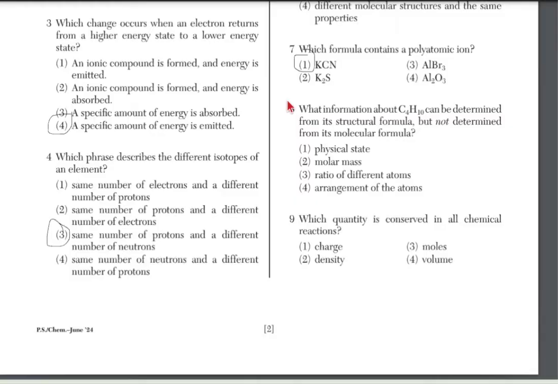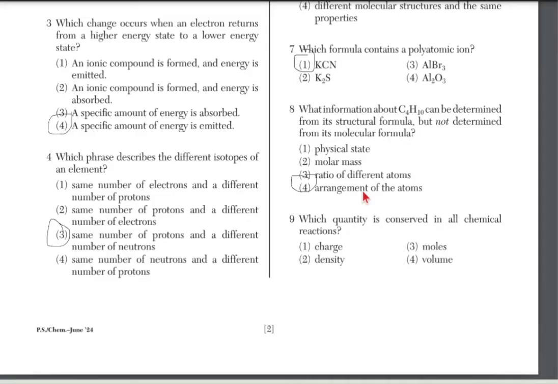What information about C4H10 can be determined from its structural formula, but not determined by its molecular formula? The answer is 4. The arrangement can be determined from its structural formula because the structural formula is when it's drawn out. So you can see how the electrons are formed around each element and how they're bonded to each other.